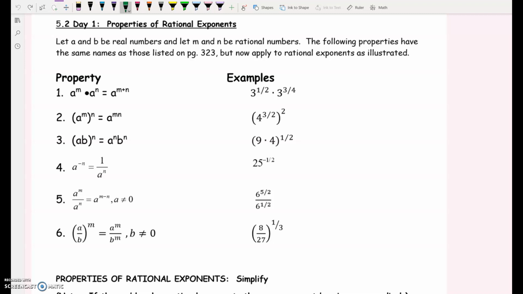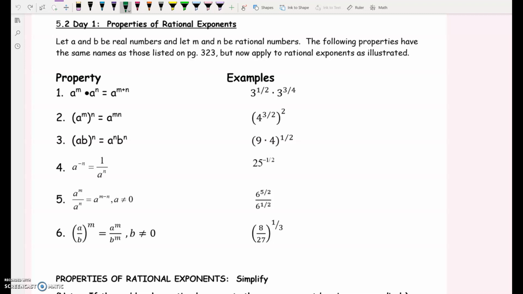Today we're going to look at properties of rational exponents. This is just a continuation of properties of exponents, but now instead of the exponents being numbers like 2, 3, 5, -4, now our exponents are going to be fractions. So the rules are still exactly the same, we just have to deal with fractions.